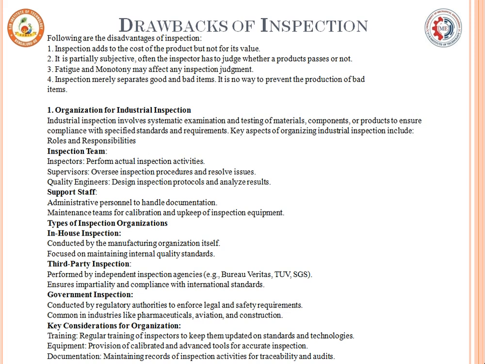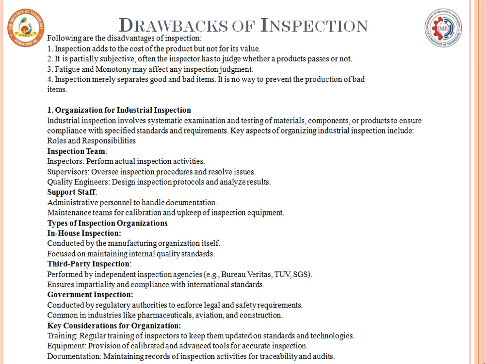Suppose you manufacture an airplane, the manufacturer doesn't have the complete testing facility. After assembly, they have to send the airplane to a particular location for inspection. It cannot be done by one person over there. So there will be a third party inspection where the parts are manufactured and assembled at one location, but the inspection is carried out by standard agencies, like Bureau Veritas, TUV, SGS, with different international standards which they are going to comply with. In those organizations, inspection will be carried out.